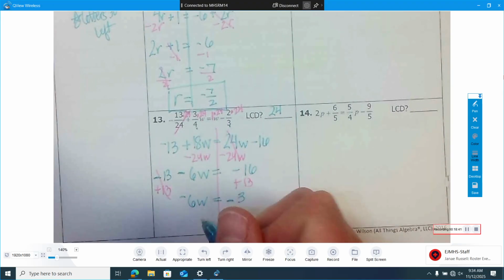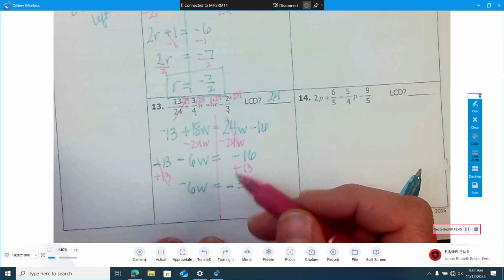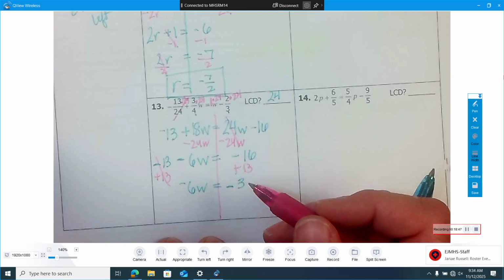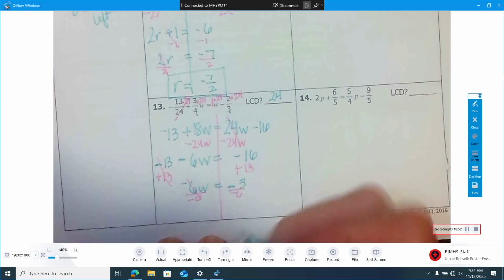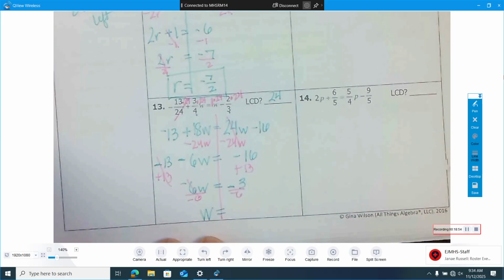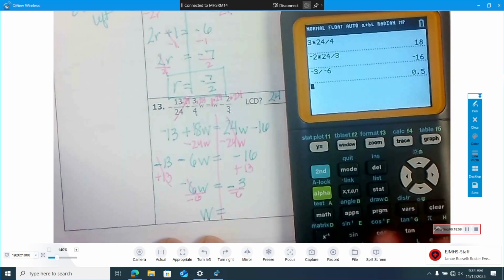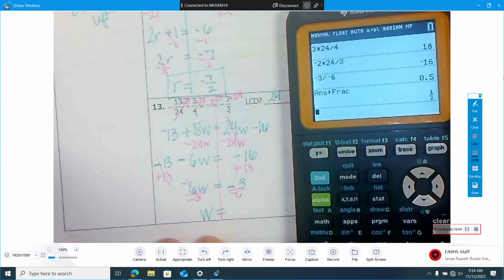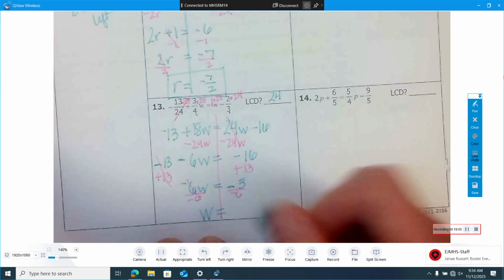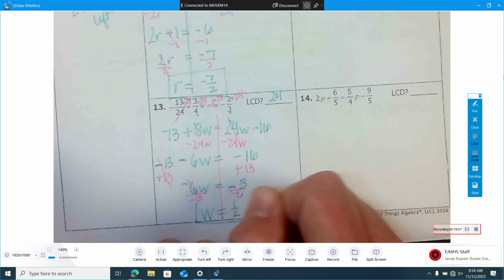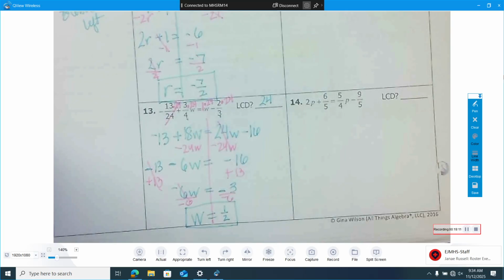And then, how do we get W by itself? Divide by negative 6. Thank you, very good. And so we get W equals negative 3 over 6. Let's see, negative 3 divided by negative 6. We get a fraction of 1/2. Of course, I knew that already, but you can use your calculator, right? If you need to, a fraction of 1/2 is totally fine.